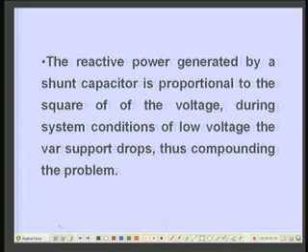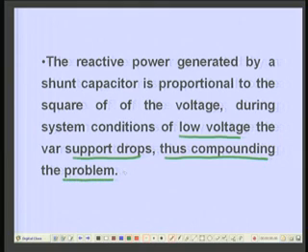I already mentioned that the reactive power generated by a shunt capacitor is proportional to the square of the voltage, and during system conditions of low voltage, the very interesting part is that when the system voltage is low, we want more reactive power, but on the other hand the reactive power injected by the capacitors decreases. That is why during system conditions of low voltage, the var support drops, thus compounding the voltage stability problem. Say the voltage becomes low, right, the capacitors further reduce their share of reactive power, and therefore the problem gets compounded.